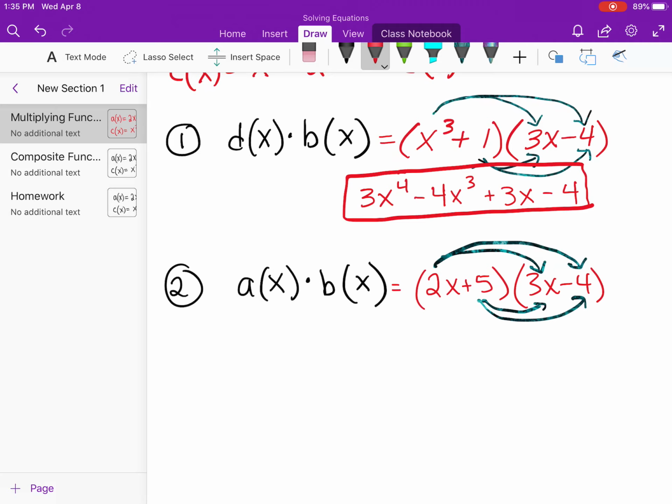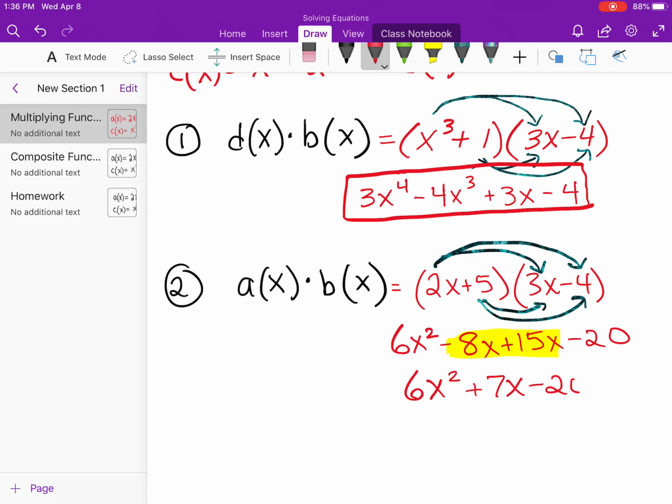So 2x times 3x would be 6x squared. 2x times negative 4 would be negative 8x. 5 times 3x would be 15x. And then 5 times negative 4 would be negative 20. Now this one does have like terms that can be combined. We can combine these x's in the middle. Highlight those in yellow. So my answer is going to look like this: 6x squared, and then negative 8x plus 15x is 7x, so plus 7x, and then minus 20. And that's it. Put a box around it.